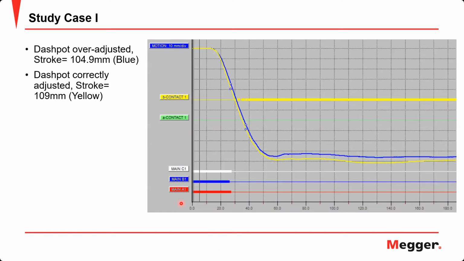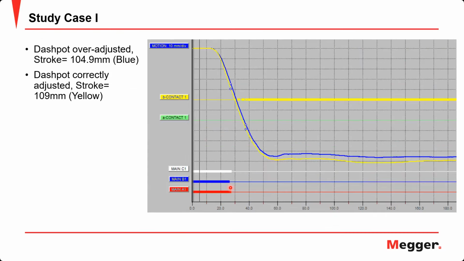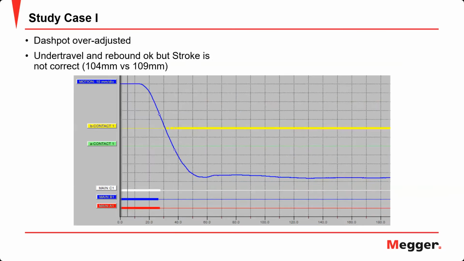They adjusted it again, tuned it again, and they did the test. And these are the two results overlaid on top of each other. We can see the stroke was fixed, and now it reached the specified 109 millimeters. So when you compare the two results, you can see there is not much of a change in the timing of the circuit breaker. So if we did not do a motion measurement, we might have missed this issue in the circuit breaker, and over time this might cause damage to the mechanism of the circuit breaker.